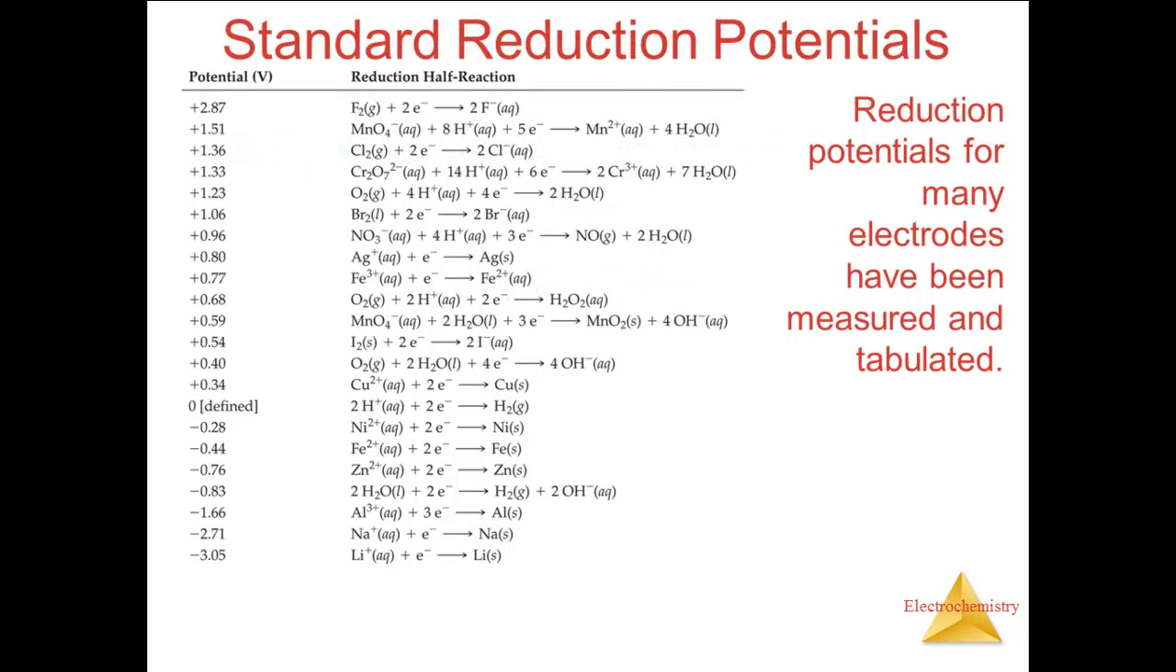Tables of the standard reduction potentials for various reactions can be found in various places. The standard reduction potential is the voltage of the reduction half reaction. We cannot actually measure the potential, or voltage, of a half reaction by itself, since reduction never occurs without oxidation. There must be a transfer of electrons.